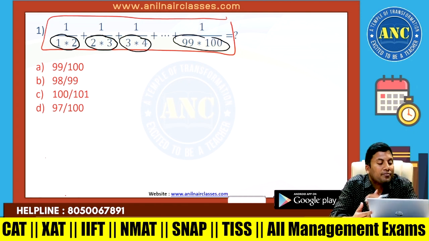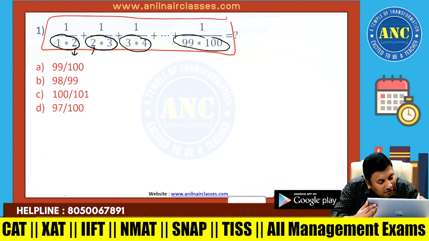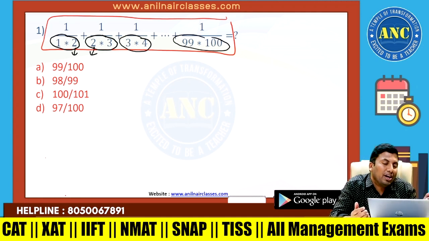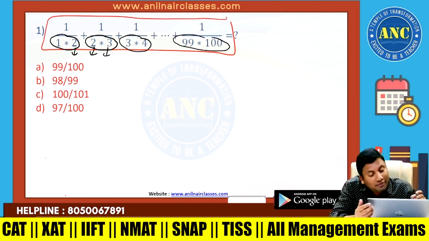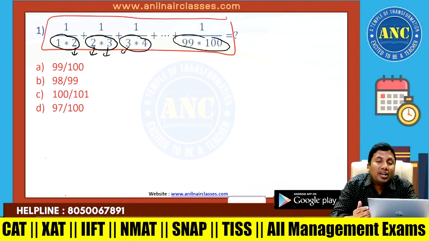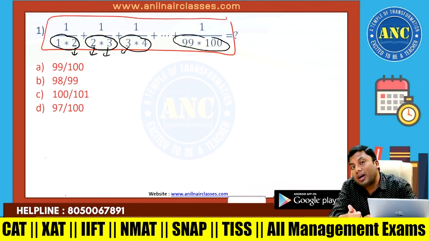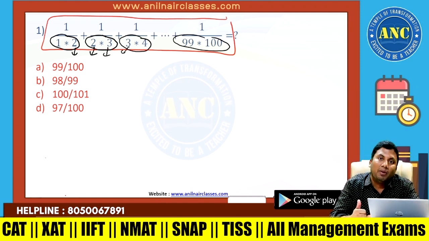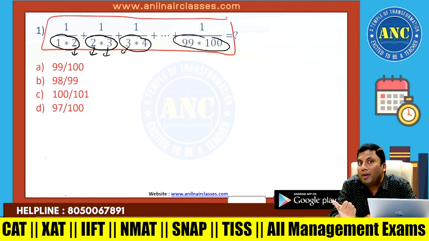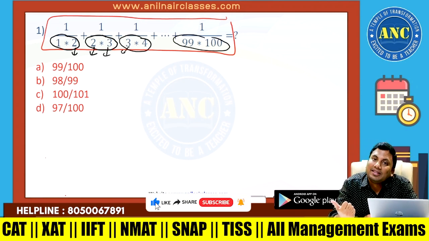Second observation. The second numerical value in the first denominator is nothing but the first numerical value in the second denominator. The second numerical value in the second fraction is nothing but the first numerical value in the third denominator. Every second value in a term's denominator is becoming the first value in the next term's denominator. These are the two important things.